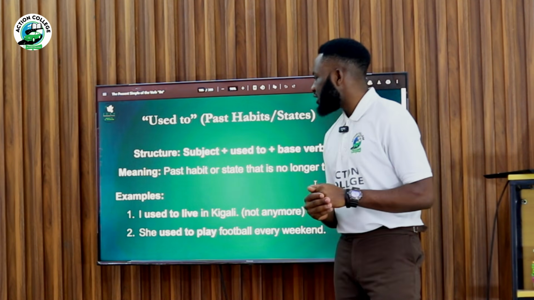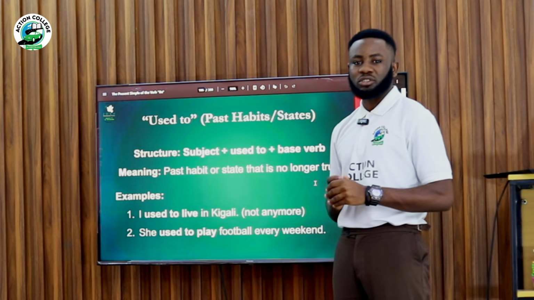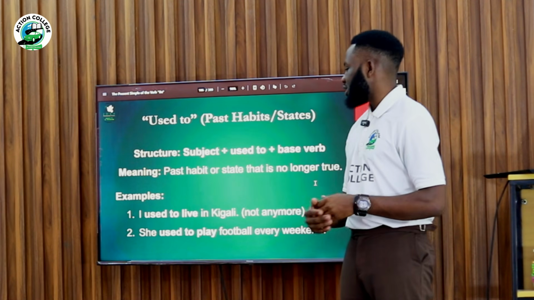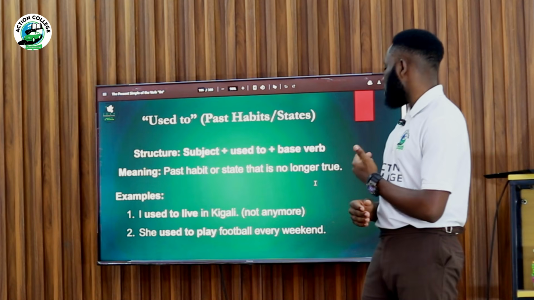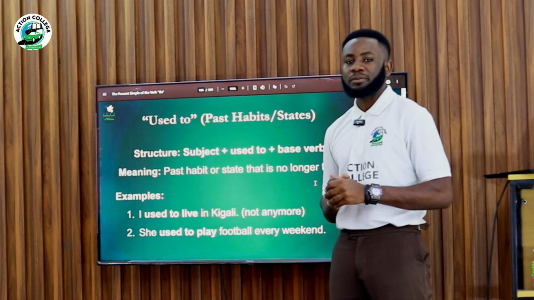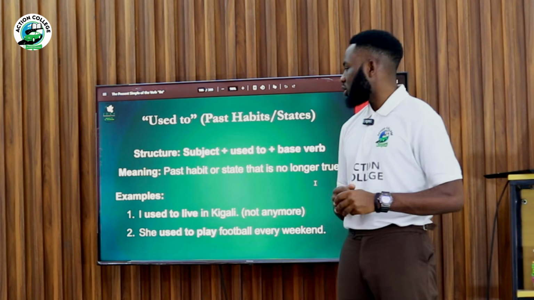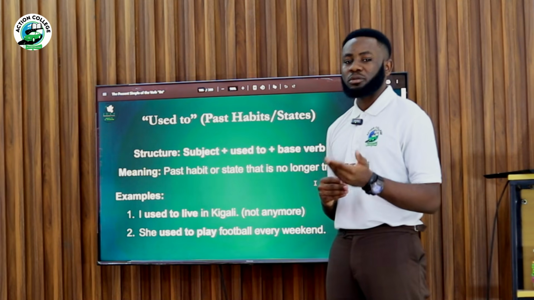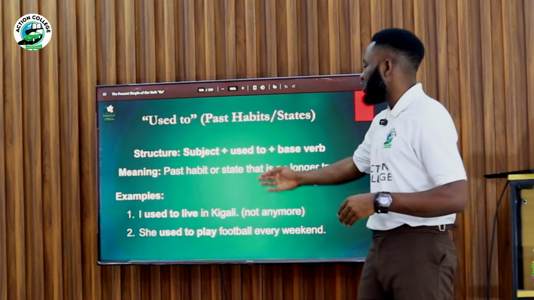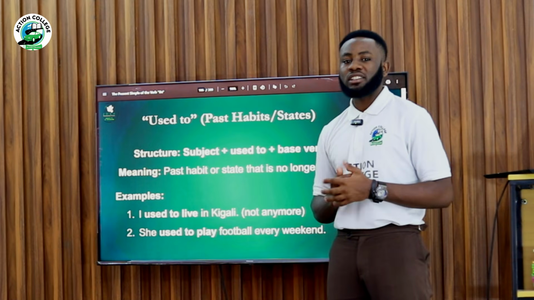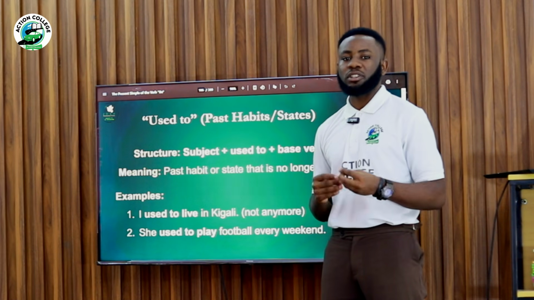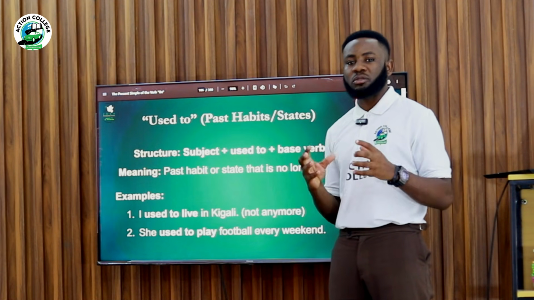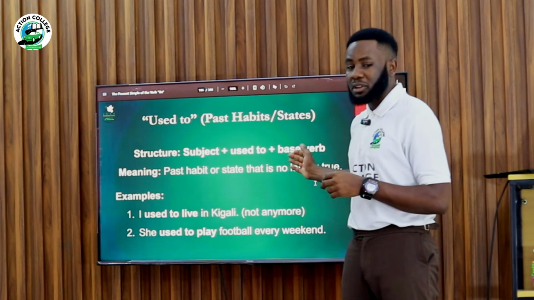As we see on the screen, it is used to express the past habit. Here, the meaning of it is like a state that is no longer true. It's the past habit, and even expresses a state which is no longer true. Grammatically, as you see the structure here, we have the subject plus used to plus the base verb. When we talk about the base verb, this is the verb in the infinitive form, the verb that is not conjugated. That's what we mean by the base verb.